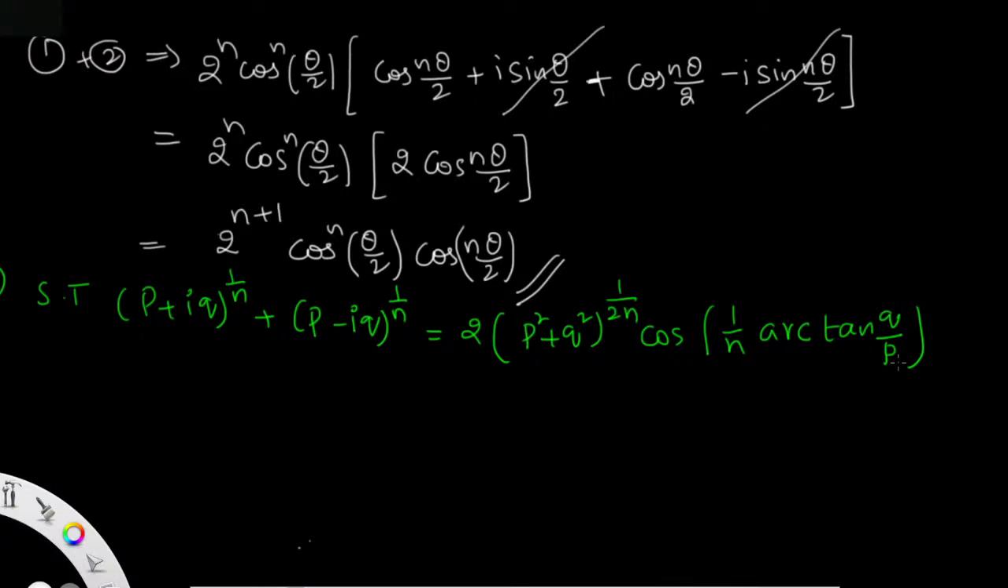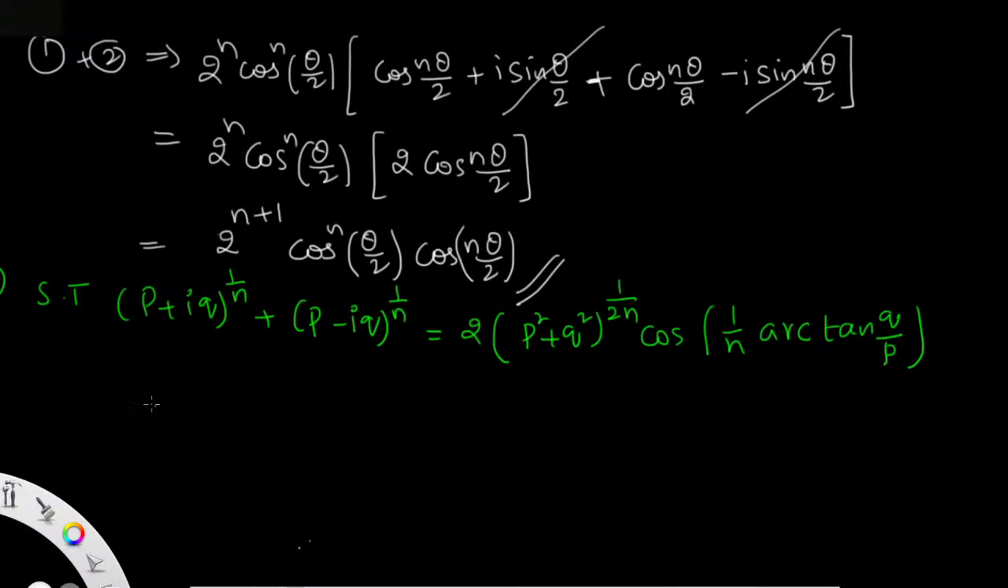So don't worry about this arc. Arc means tan inverse. In first year trigonometry we learn inverse trigonometric functions. It is denoted inverse or else arc, both are the same. So just prove that p plus iq whole power n plus p minus iq whole power n equal to 2 times of p square plus q square whole to the power of 1 by 2n into cos of 1 by n into arc tan inverse of q by p.